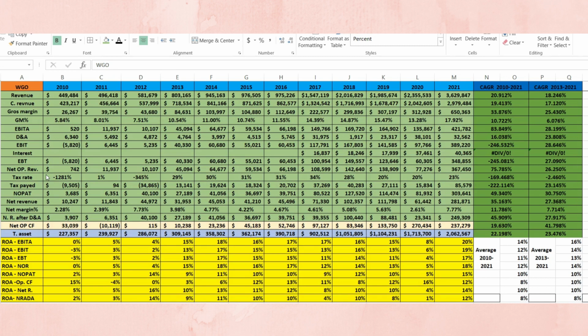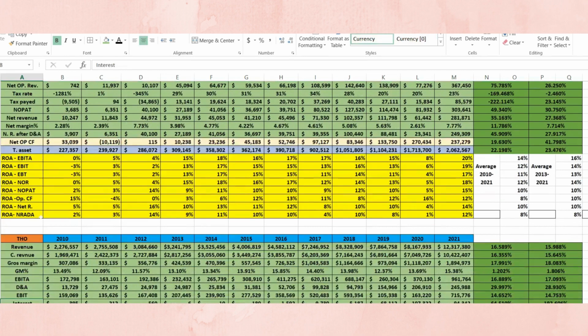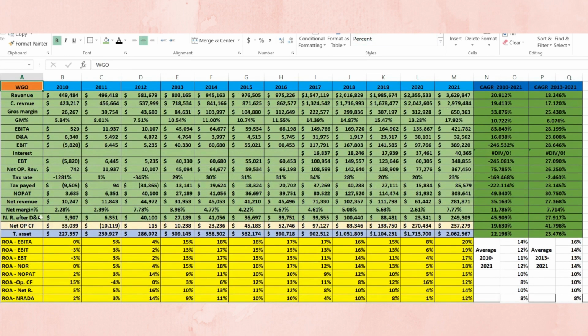So let's start with the worst possibility, to use the net operating cash flows as the return on the assets. So what I did in this spreadsheet, I took the two competitive companies. This is Winnebago, and under it I put in Thor. The 2 companies that are the big manufacturers of RVs. And I put in all the data from 2010 to 2021.